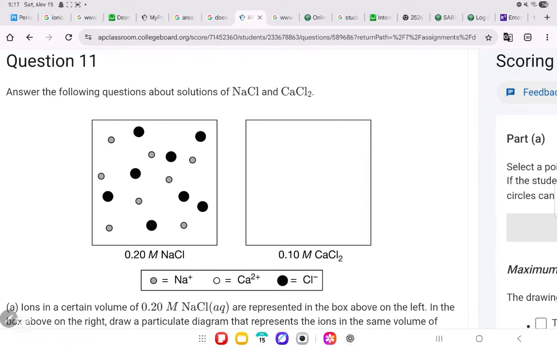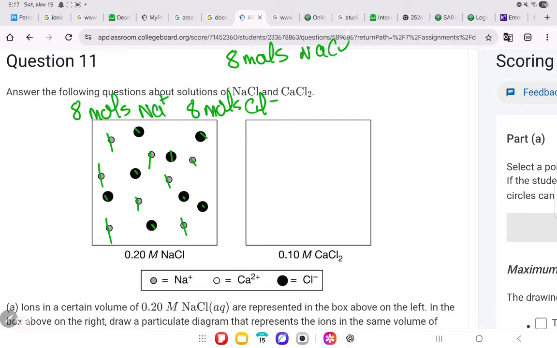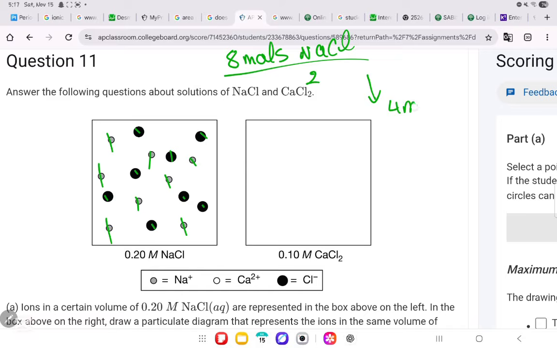So, first of all, I count how many moles I have of Cl-. I have 1, 2, 3, 4, 5, 6, and 7. How many moles do I have of Na+? I have 1, 2, 3, 4, 5, 6, 7, and 8. Oh, I forgot to count one more Cl-. So I have 8 moles of Na+, 8 moles of Cl-. So that means in total I have 8 moles of NaCl. This means I'm going to divide it by 2 to get 4 moles. And this 4 moles is for CaCl2.